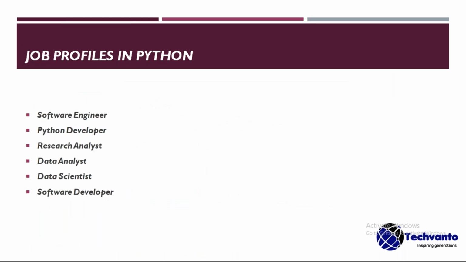Now I'm going to discuss various kinds of job profiles in Python. If you are really good in Python programming, a lot of opportunities are available to select job profiles. One is software engineer, or you can select Python developer, research analyst, data analyst, data scientist, and software developer. These are the various kinds of job profiles, and extra ones are available, but I mentioned the very famous job profiles in Python. You can choose any one.